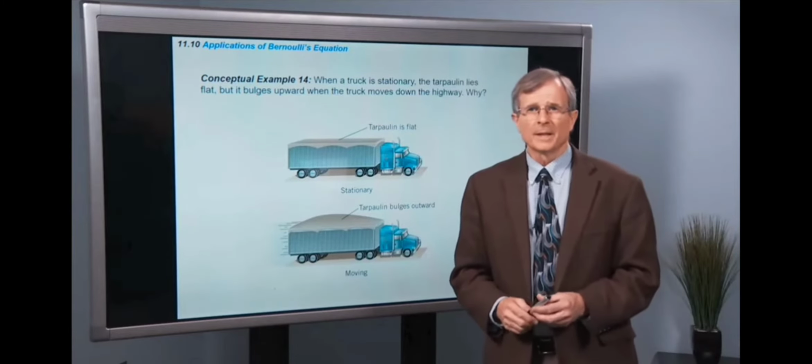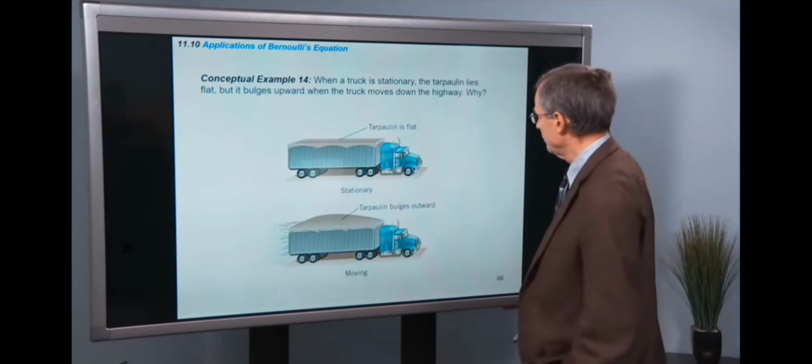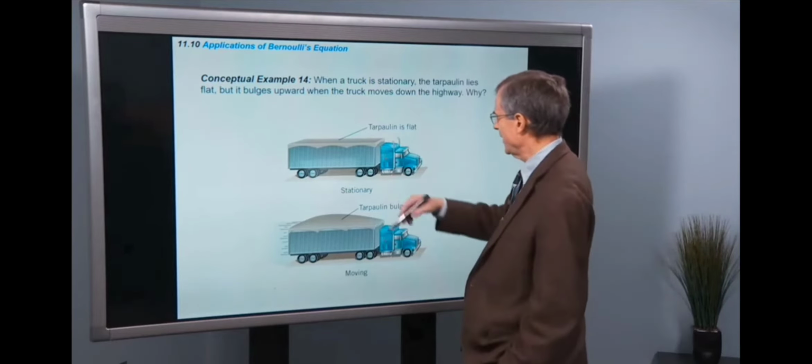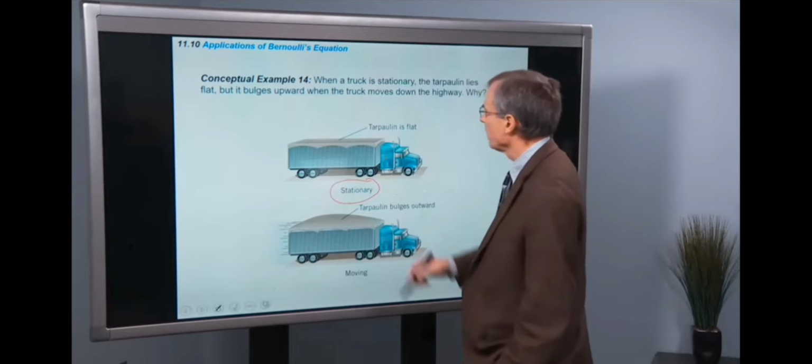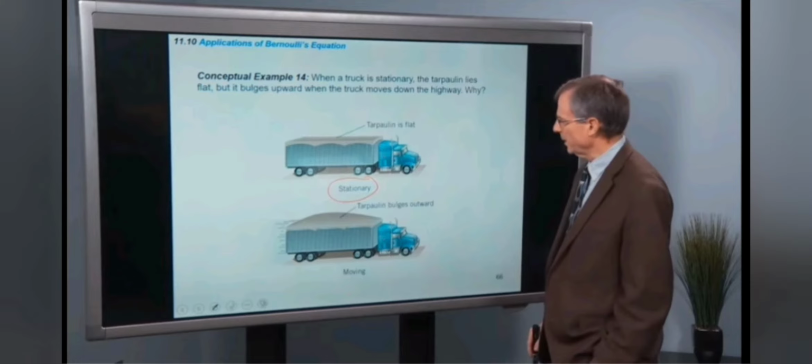All right, conceptual example. When a truck is stationary, the tarp on the truck is flat. So if it's just sitting here, but it bulges upward and the truck moves down the highway. Conceptual example. Right. Well, he has not demonstrated to have much concept about Bernoulli's principles so far, and he will not do any better here.